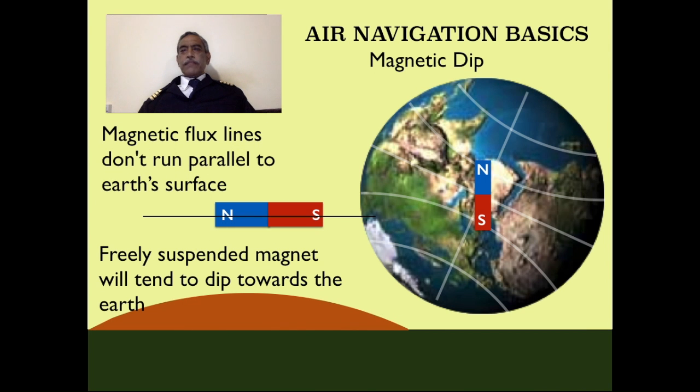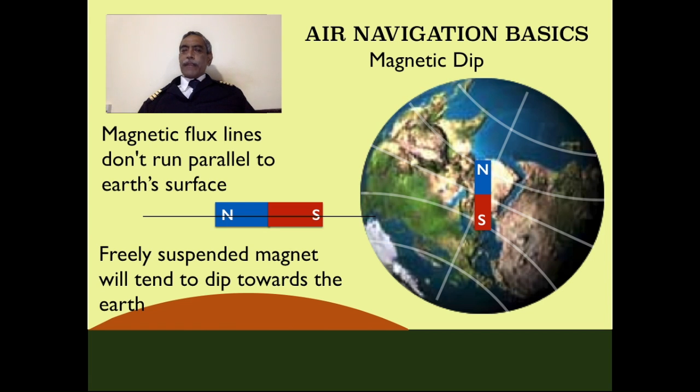Okay, now we are on the subject of Earth's magnetism. I want to introduce you to another important term and phenomenon called the magnetic dip. The magnetic flux lines of the Earth do not exactly run parallel to the Earth's surface. They are, of course, curved, and a freely suspended magnet, as I have shown in this figure, I have tried to represent the Earth's surface and a freely suspended magnet.